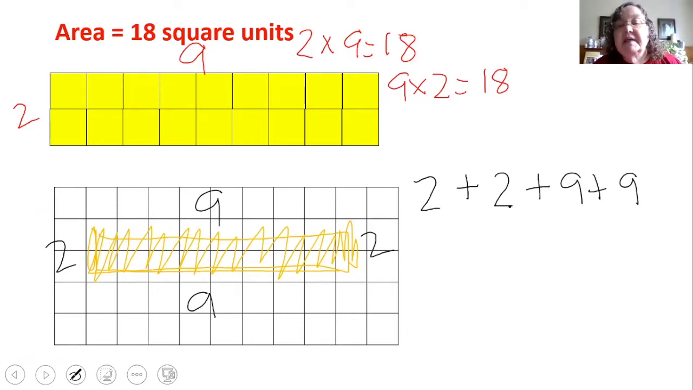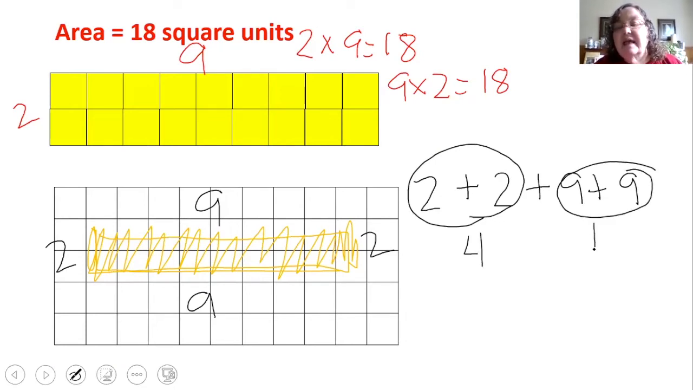Well, I see my doubles here. I know that 2 plus 2 is 4, and 9 plus 9 is 18. So I can say 18 plus 4 is 22, but I'm not done. I have to say the unit. So this time we're going to just say 22 units.